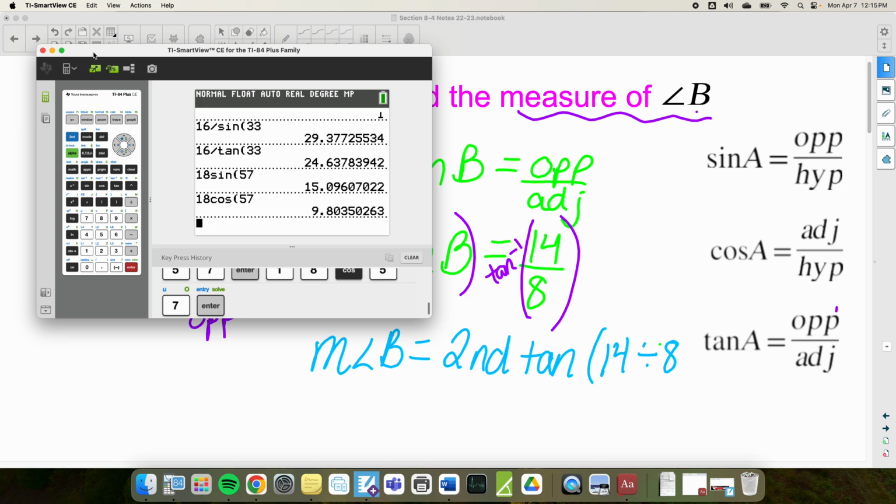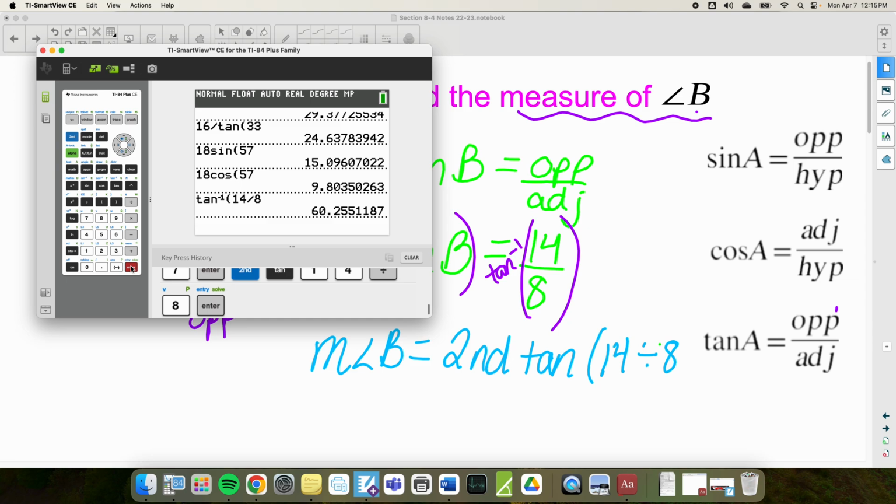So what I'm gonna do here is go second tan, and then I type in 14 divided by 8, enter. And what you should get is an angle between 1 and 89. If you got something super small, like if you got for your angle 0.872, that's wrong. The only thing you should get for an angle is a number that's above 1 and less than 90.